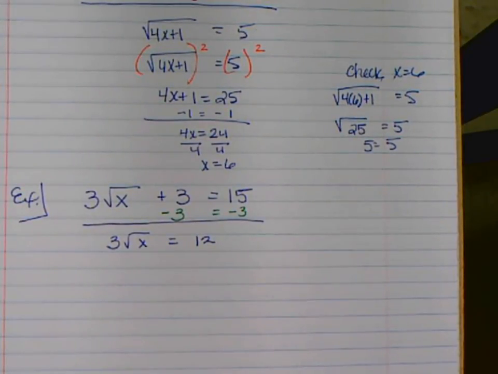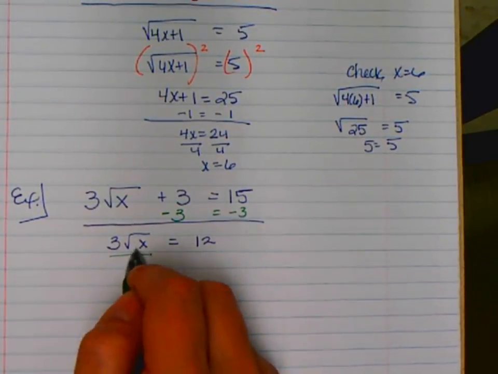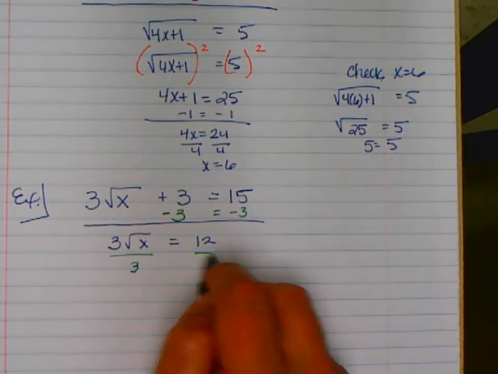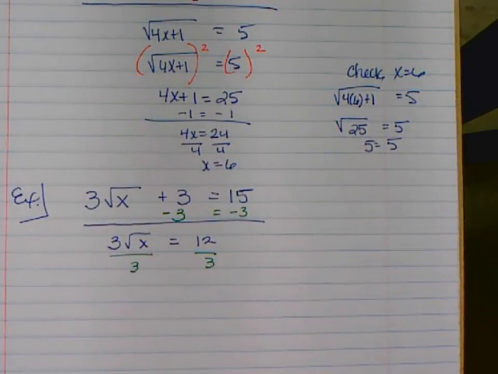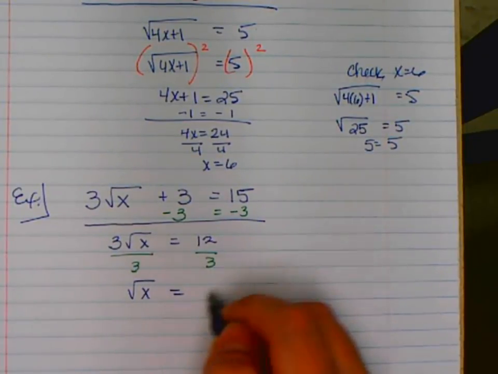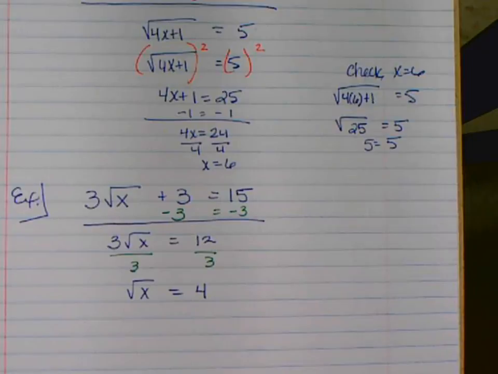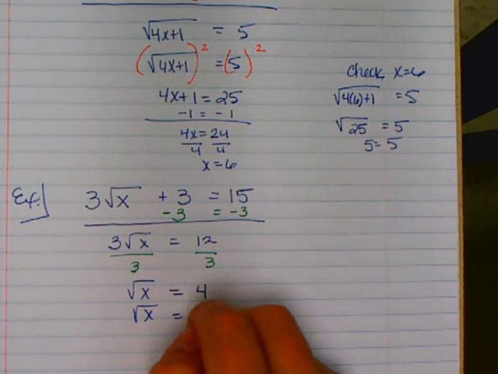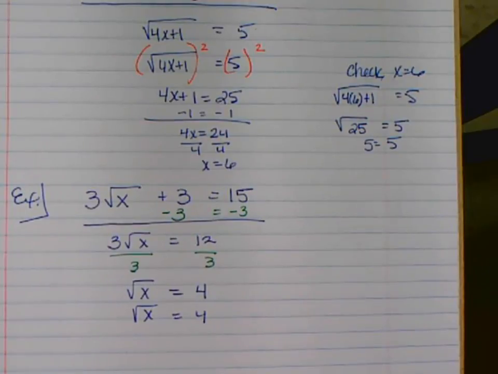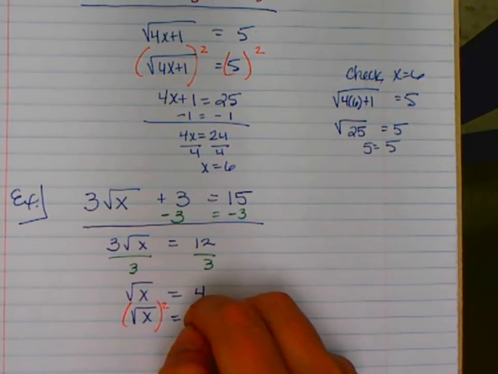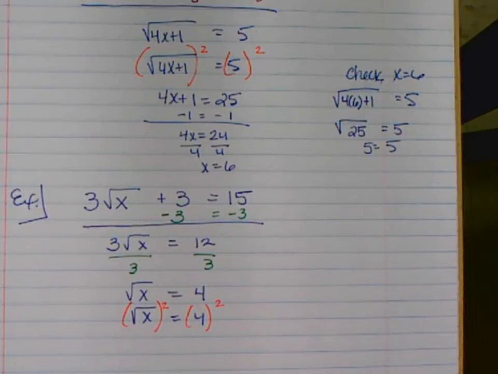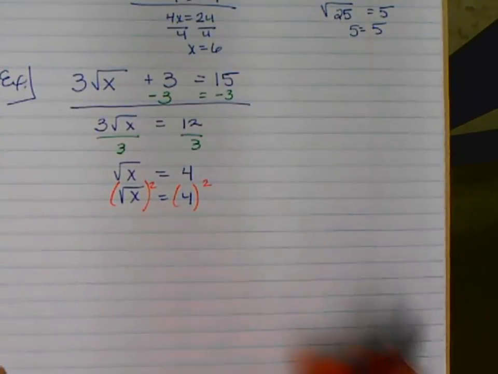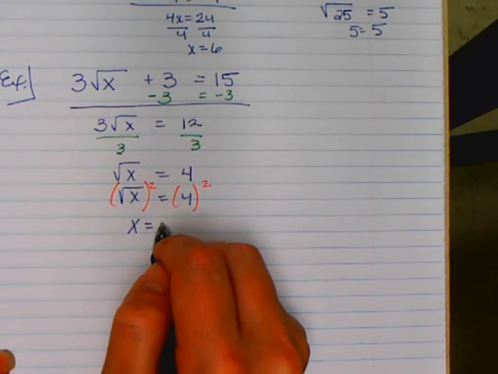Now what? I divide by 3, because square root of x is being multiplied by 3. The 3 square root x divided by 3, 3 divided by 3 is 1. So it just leaves me with the square root of x equals 4. Not square root it, but square it. I knew what you meant. What's the square root of x quantity squared? X equals 16.